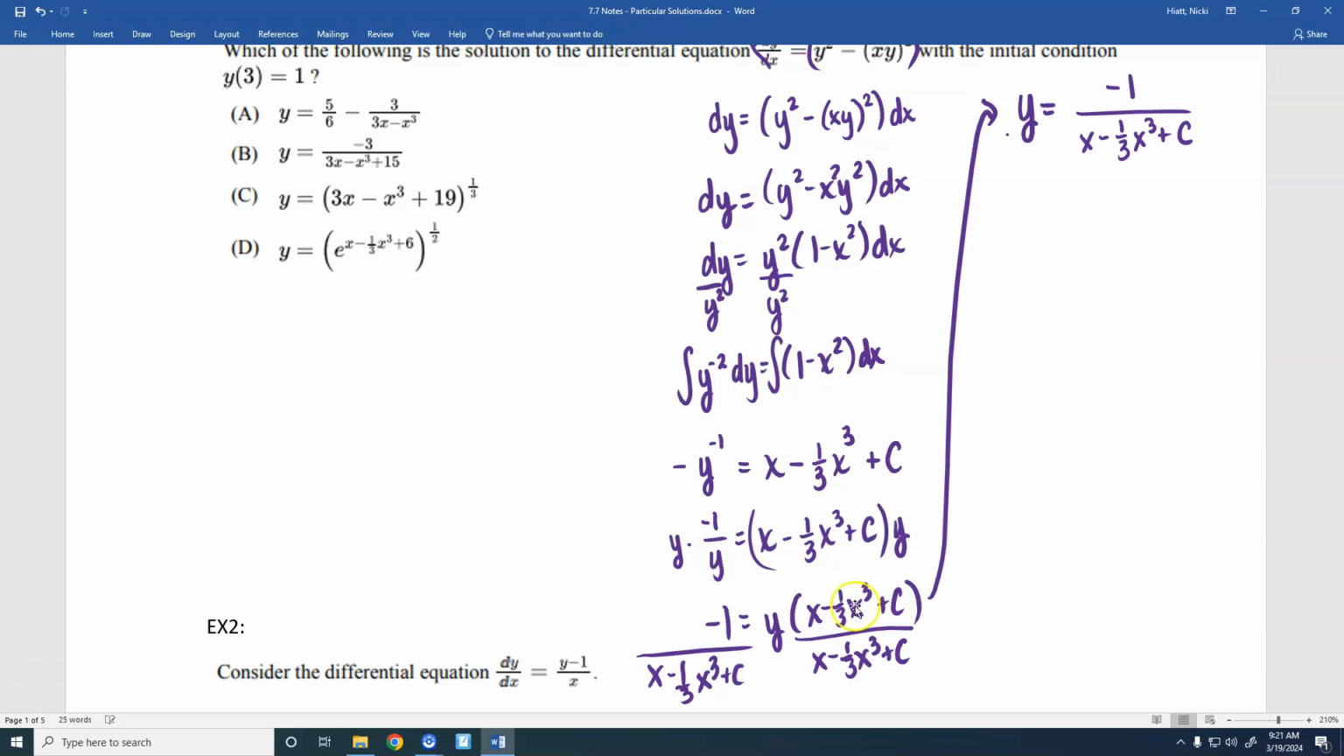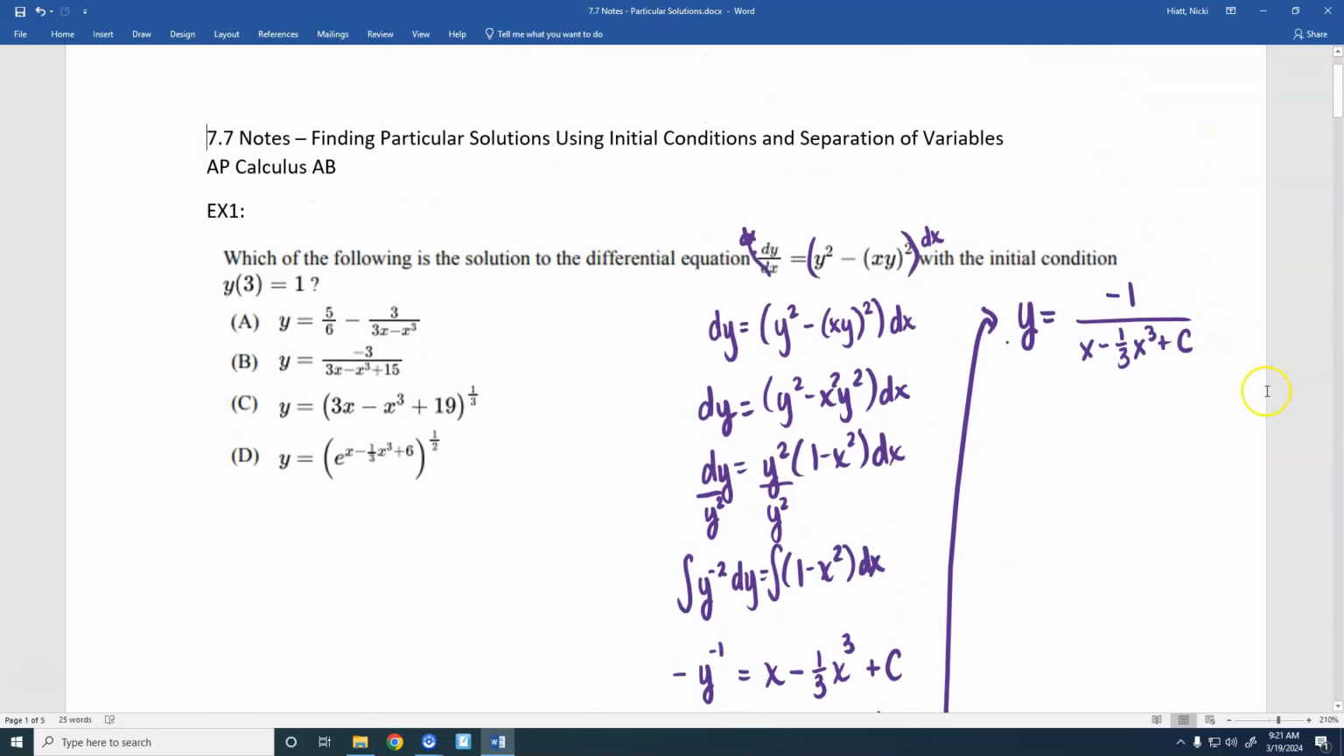Here, what we need to do is find what that C value is. And they gave us this information right here. Y of 3 equals 1. So we got the point that we can plug in. So we're going to plug in 1 for our Y, and we're going to plug in 3 for our X's. 3 minus 1/3 times 3 cubed plus C.